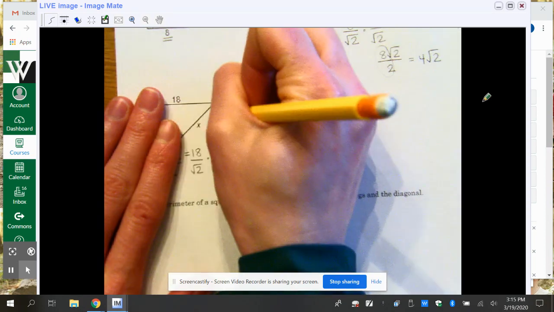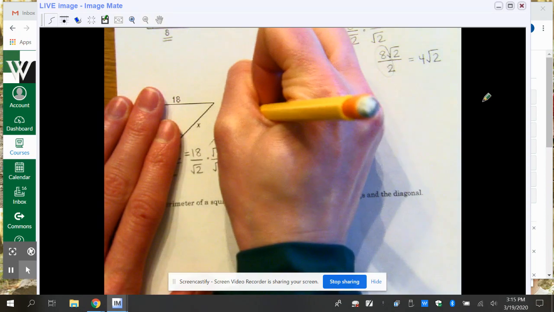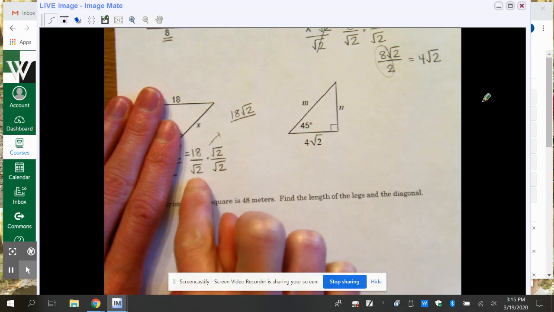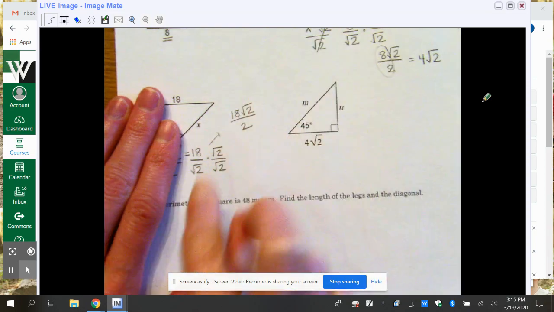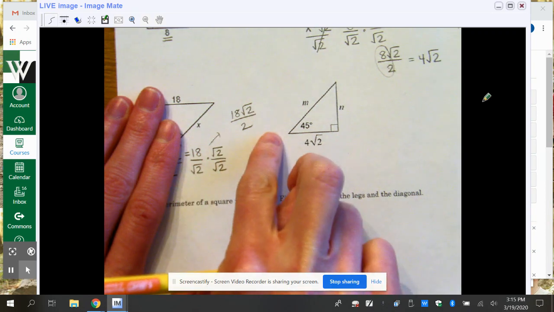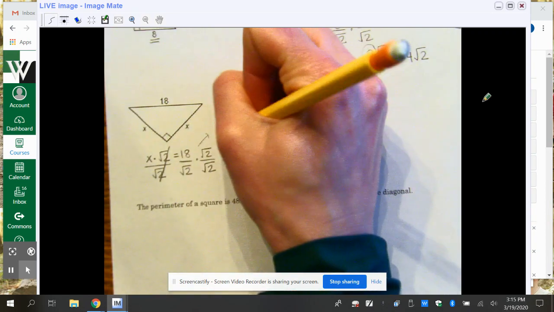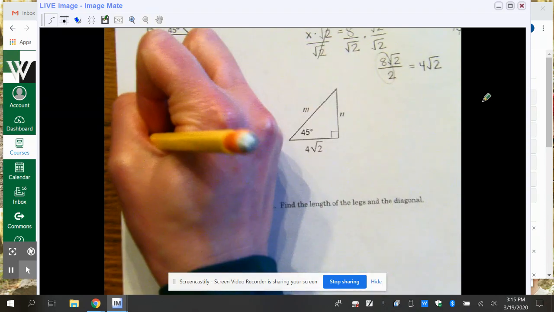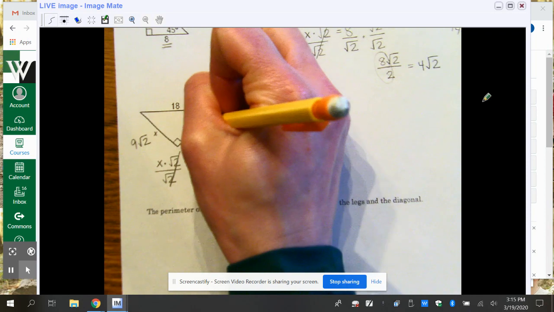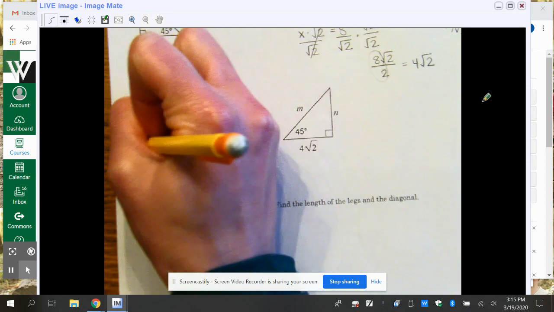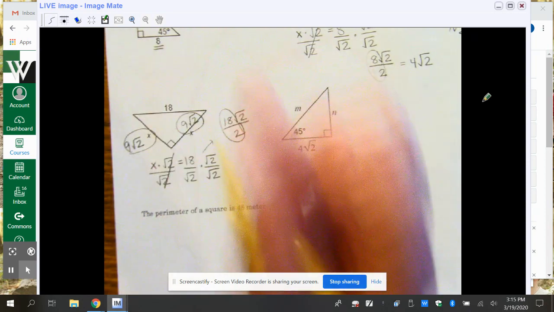So that means that I would have 18 radical 2. Those two radicals will cancel, leaving us just with 2. Right? The square root of 4 is 2. And then that will simplify to 9 radical 2. So both legs would be 9 radical 2.